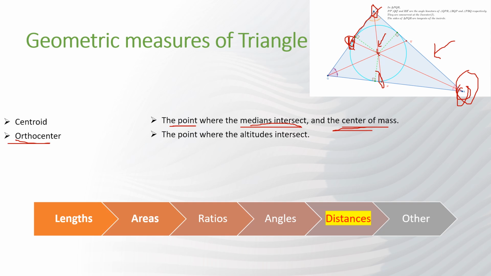orthocenter. What is the orthocenter? It's a point where altitudes intersect. I told you, altitude means height, right? We draw a perpendicular line. So, for example, in this one, we draw a perpendicular line from this point. Just imagine it's a perpendicular line.